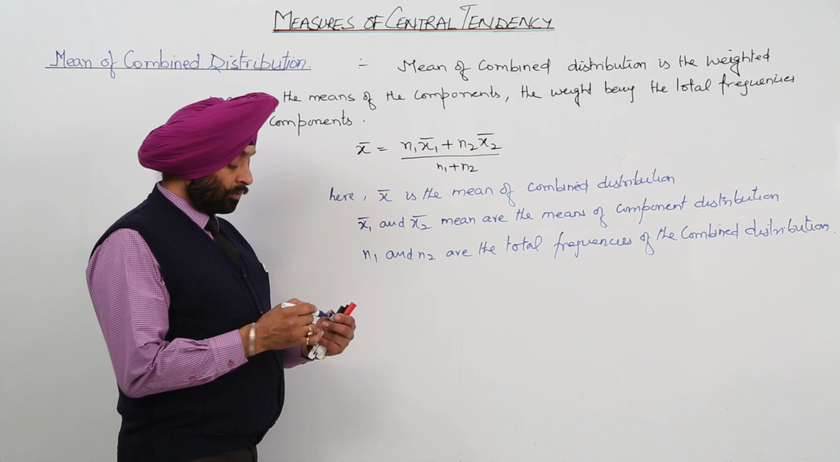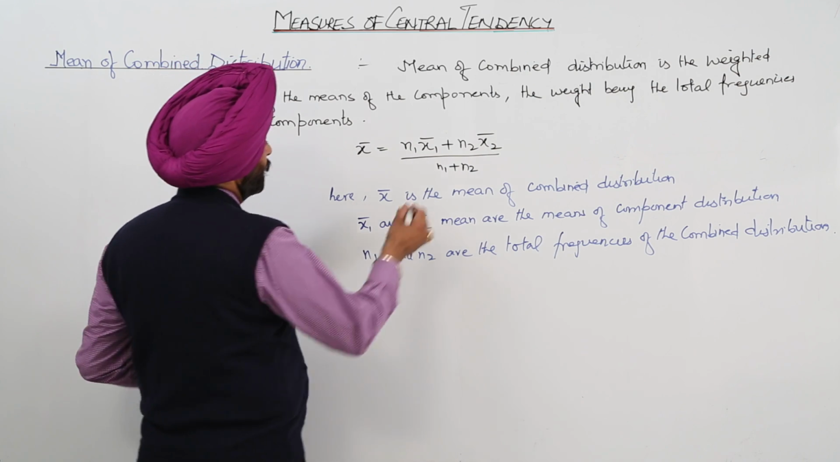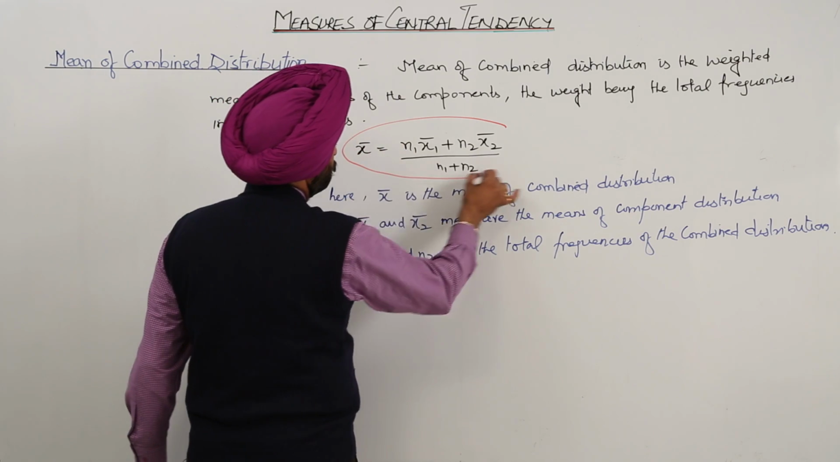So we have the mean of the combined distribution given by this formula.